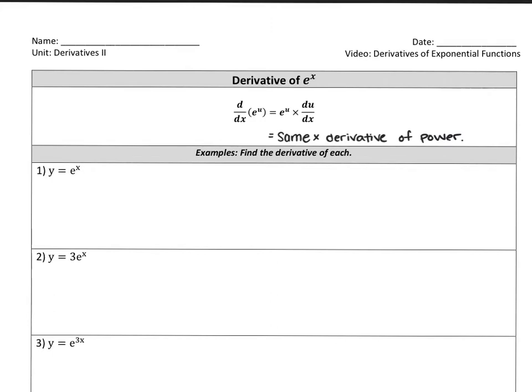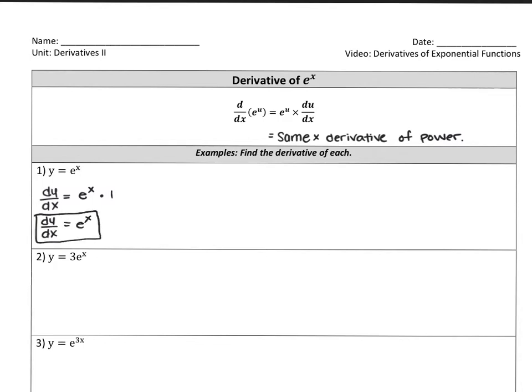So let's use that. The first example: y is e to the x, and I want to find the derivative, dy over dx. We know that it's the same, so e to the x, times the derivative of the power. Well, the derivative of x is just 1. So dy over dx in simplest form here is just e to the x.